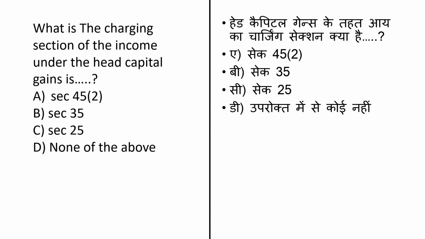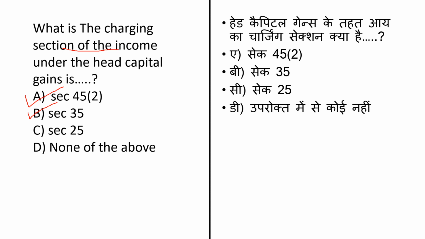What is the charging section of the income under the head capital gain? Okay. For this, the options given are section 45 clause 2. Second one is section 35. Section 35 is with a view to encourage the investment in scientific research in the country. Section 35 provides for a tax benefit on the expenditure on scientific research.